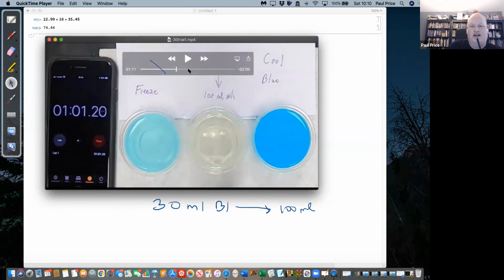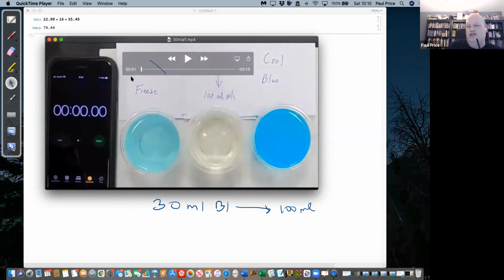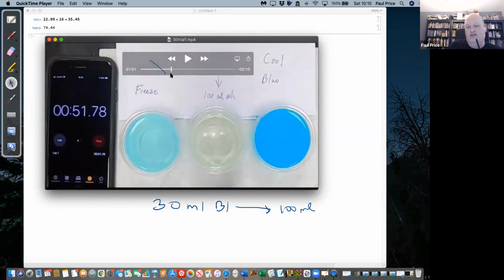I'm going to fast forward here for the interest of time. You can see by about a minute in, we're about done, because here's the original color. Here's the color at about a minute. So it completely reacts.